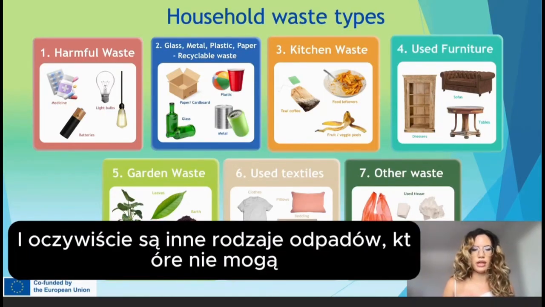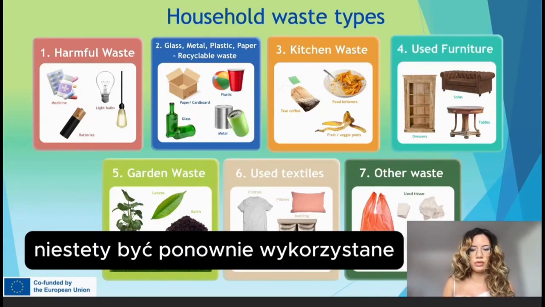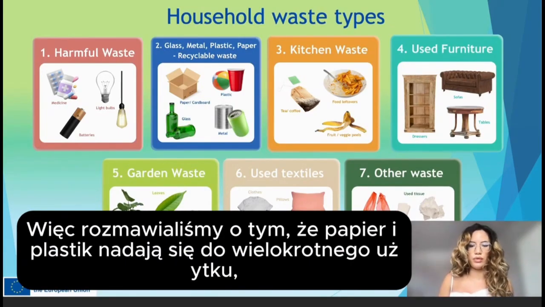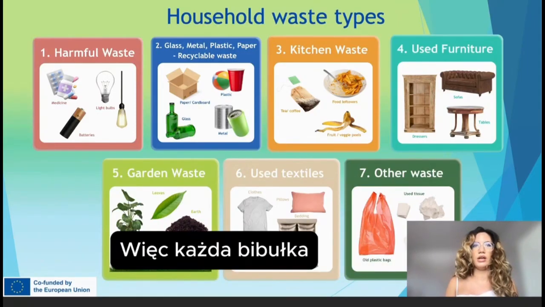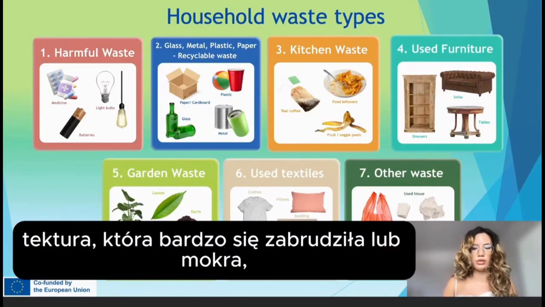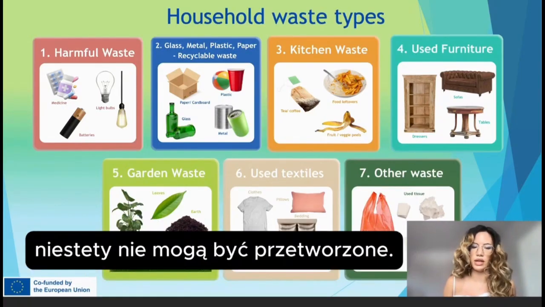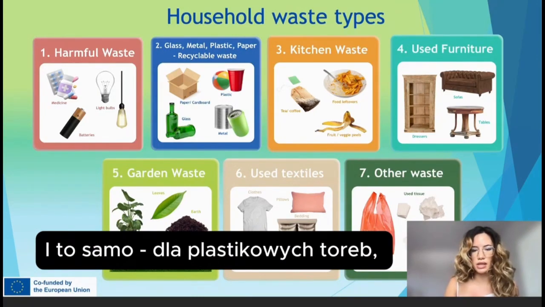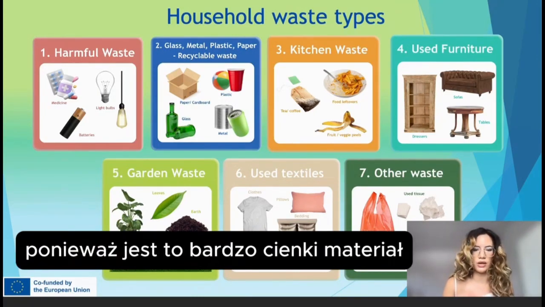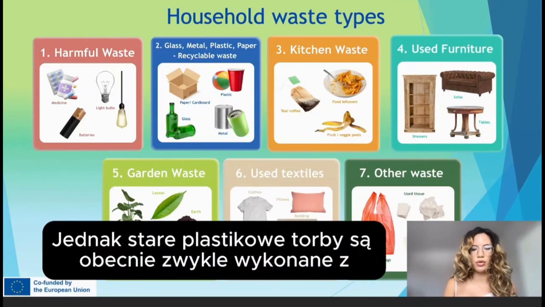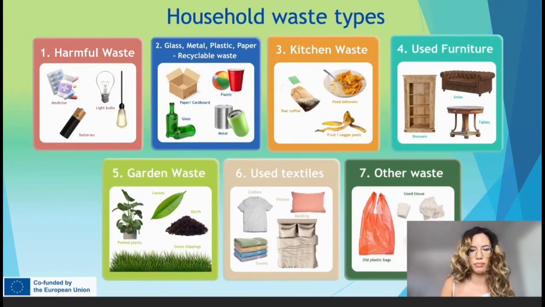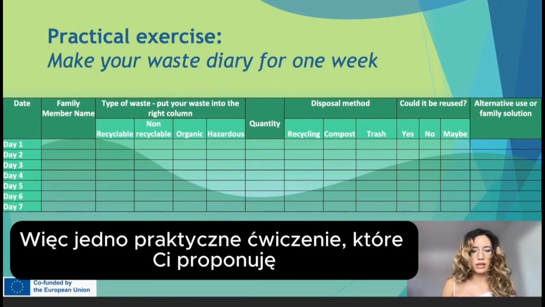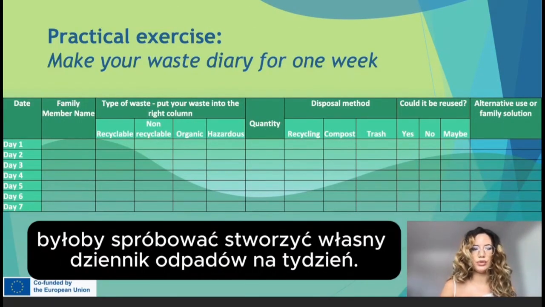And of course, there are other types of waste that cannot unfortunately be reused. So we talked about paper and plastic being reusable. However, we cannot reuse used tissue. So any tissue, paper, cardboard, and so on that got very dirty or is now wet cannot be recycled, unfortunately. And the same for plastic bags, because it is a very thin material. However, old plastic bags are usually nowadays made from biodegradable plastic, so this would also be thrown away in the biodegradable bin.